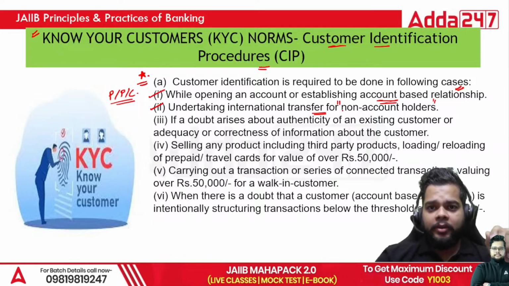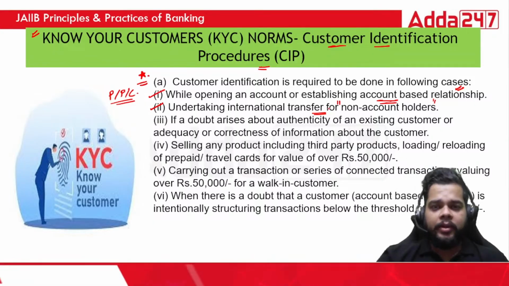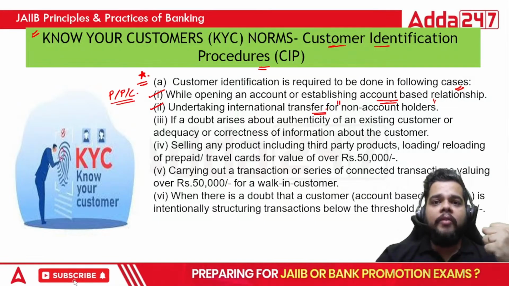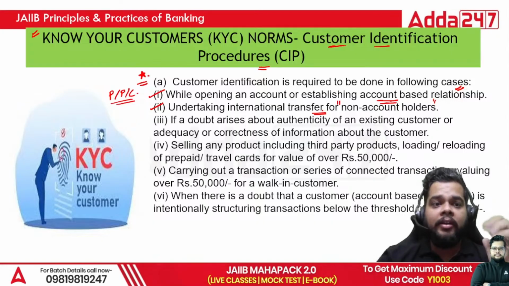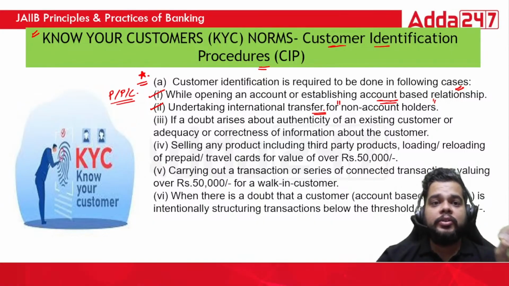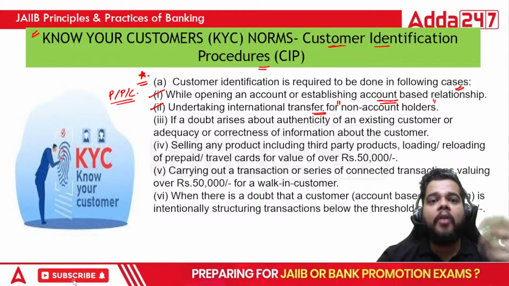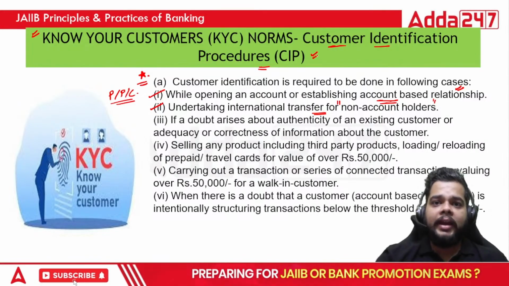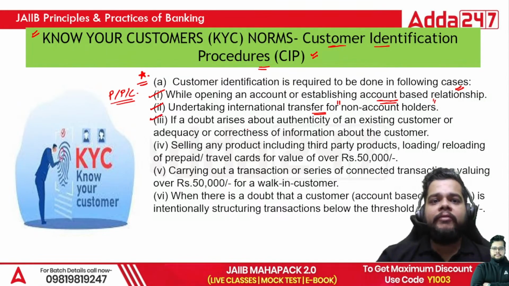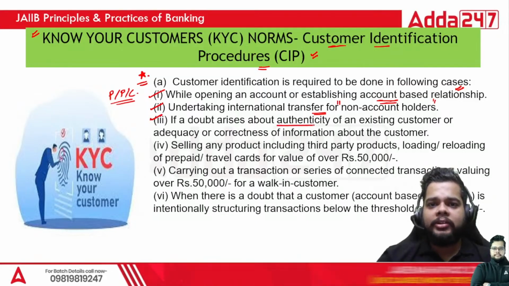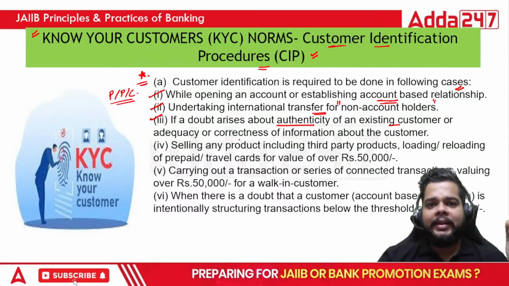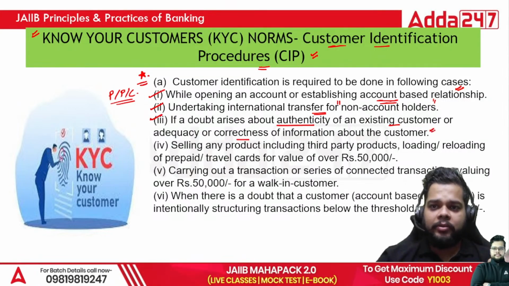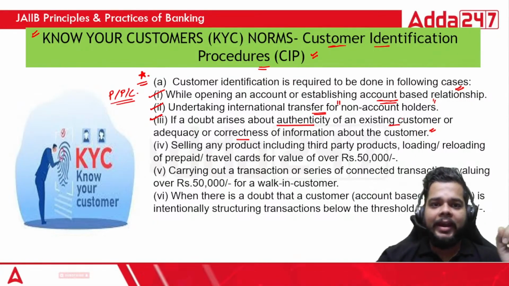If a particular person does not have any kind of account in our bank, then how will we identify that this particular transaction is not an illicit one, that it is a legitimate transaction? How are we going to do that? Via the CIP. Then, if a doubt arises about the authenticity of an existing customer, or the adequacy, or for that matter the correctness of the information about the particular customer, then also we must follow our procedures for customer identification.